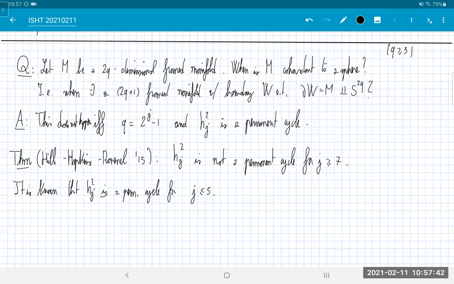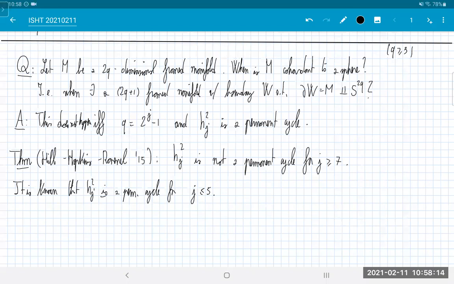I see. Okay, so this h_j only knows about spheres. It does not know about any other manifolds. I mean, a priori, h_j squared is exactly the class of a manifold which is not a homotopy sphere. And in fact, you can get also a statement for q equals 2. It's just more annoying because dimension 4 is crappy.